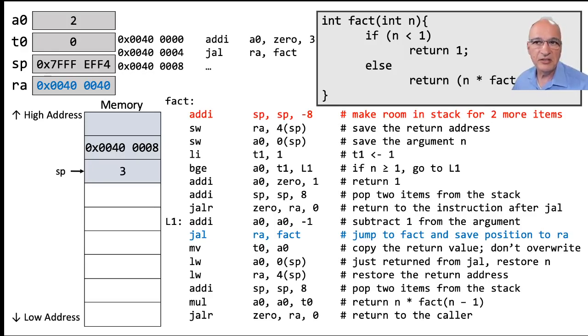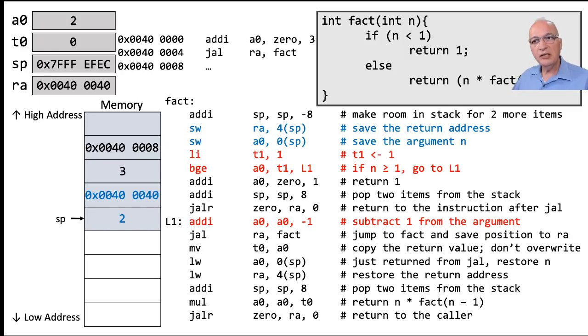This way we create space for 2 more words in the stack. We will store the current values of RA and A0 into that space. We'll find out that A0 is greater or equal than 1. So we'll go to the label L1 again. We'll subtract 1 from A0, so that will give us 1.